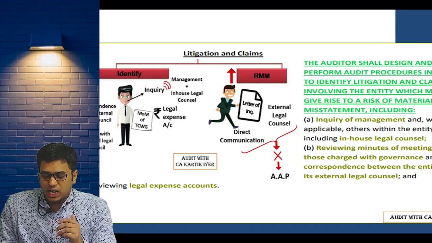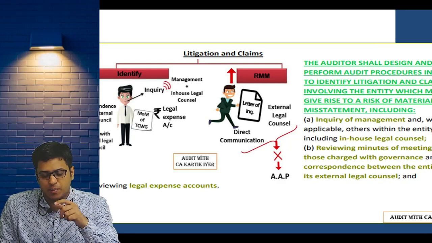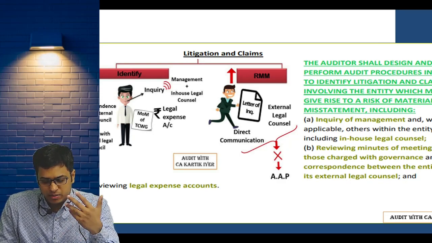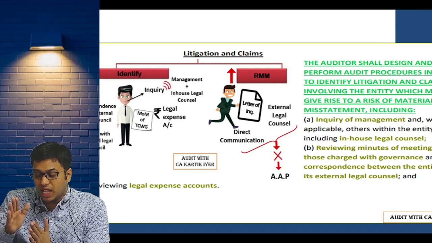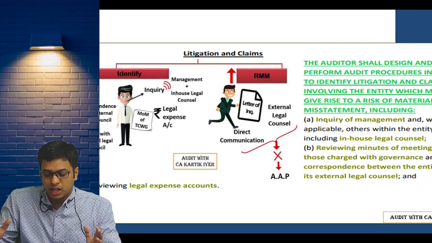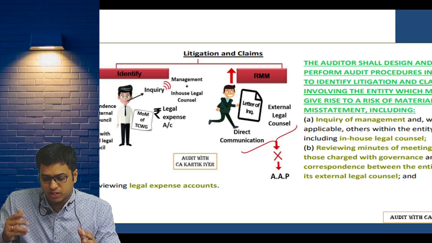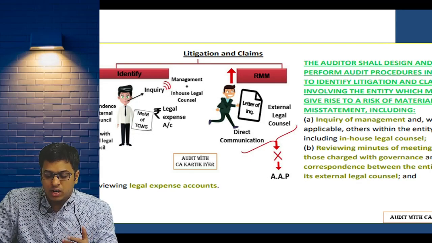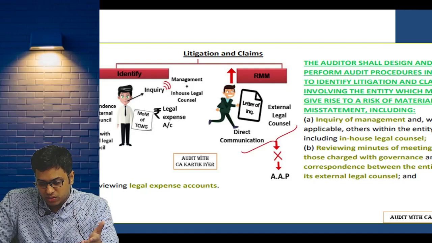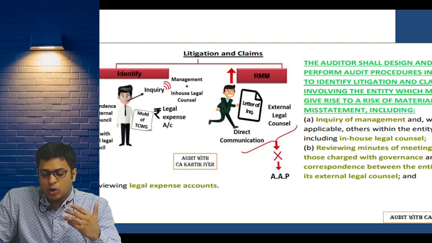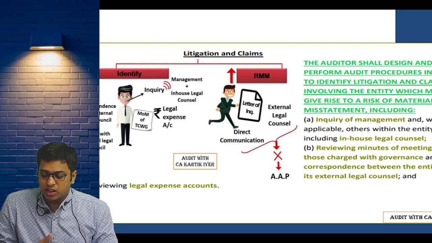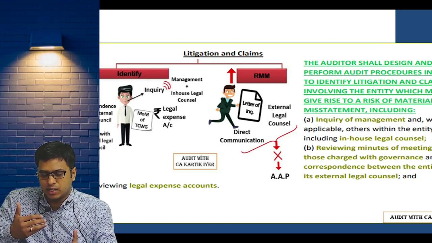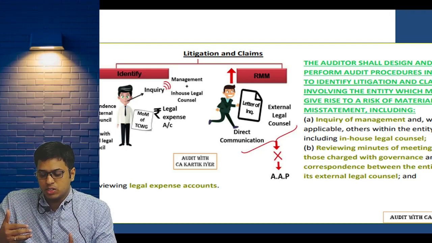How will the auditor identify litigation and claims? पहले auditor मुंह से क्या करेगा यहाँ पे? He'll inquire with the management and the in-house legal counsel. Auditor will see the communication between the external legal counsel and the management. That is checking the email. That is called correspondence with the external legal counsel. Auditor will check the minutes of meeting of the TCWG. What had they discussed in the meeting? Auditor will also check the legal expense account and see कि legal expense account में is there a sudden increase. If there is a sudden increase, it is possible that the company is paying some lawyer, because there is some court case going on.